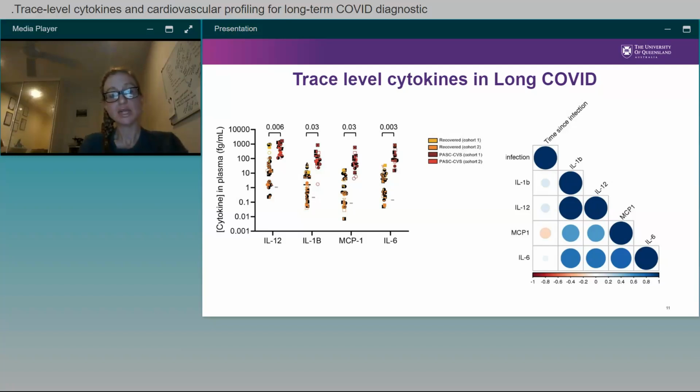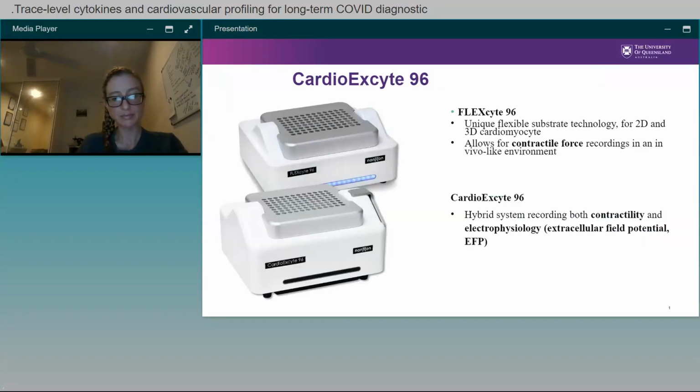Now, as I said to you, these are trace level cytokines. These are very, very low level cytokines. And whilst it's all well and good to see that they're elevated in long COVID patients, we have to then ask, do these have any physiological implications? Could cytokine levels this low actually affect cardiovascular dysfunction and cause the symptoms that these individuals are experiencing?